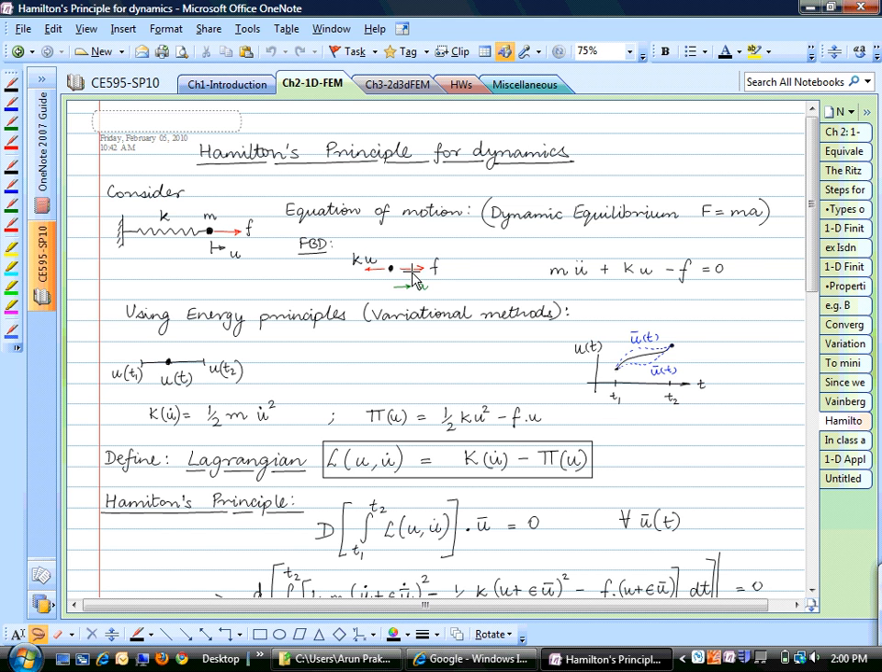That unbalanced force is going to cause an acceleration, which will be ma. So this is nothing but Newton's second law. And if you write that out, this is the familiar equation of motion that we get for a simple single degree of freedom problem. You can do this using the free body diagram or the principles of equilibrium, or you can take the energy approach.